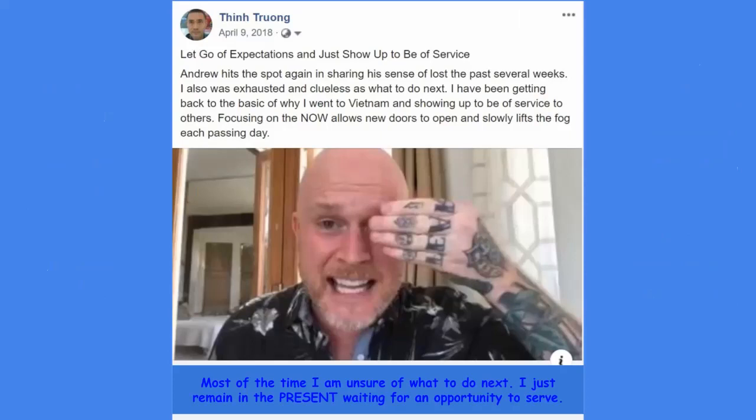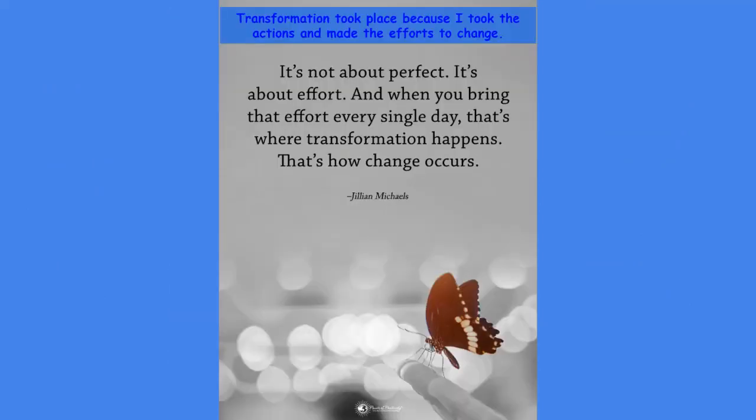Most of the time, I am unsure of what to do next. I just remain in the present, waiting for an opportunity to serve. Transformation took place because I took the action and made the efforts to change.